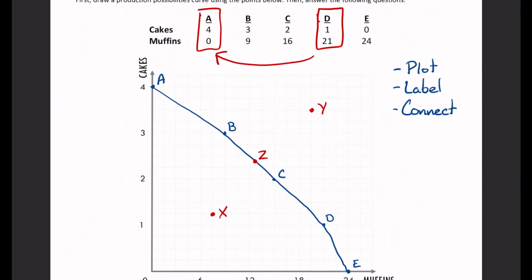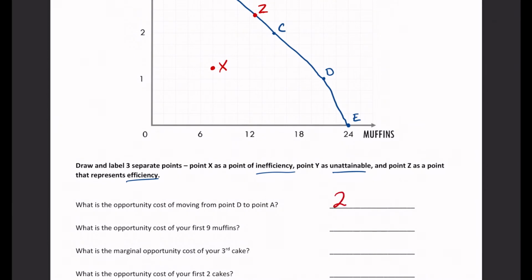Now, as we do that, we have to take a look and say, what are we gaining? Well, if you notice, we're going from 1 cake up to 4 cakes. So we're gaining cakes. But remember, anytime we get more of something, we have to give something else up. And in this case, in order to get 3 more cakes, what do we have to give up? Well, it looks like our muffin production is dropping from 21 to 0. 21 minus 0 means we are giving up 21 muffins. That means in order to get 3 more cakes, to move from point D to point A, we'd have to give up 21 muffins.